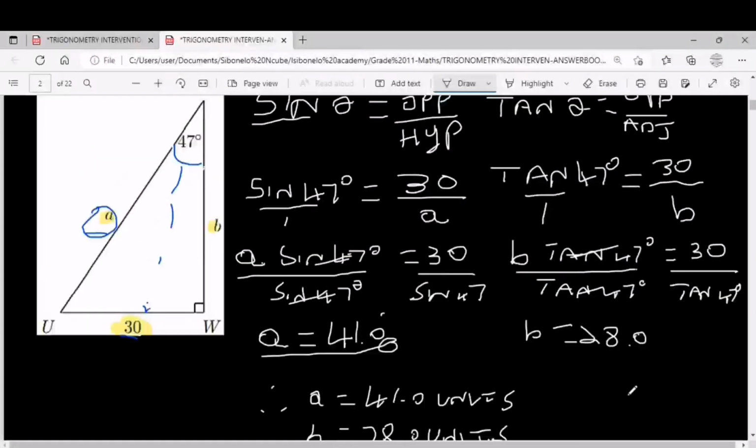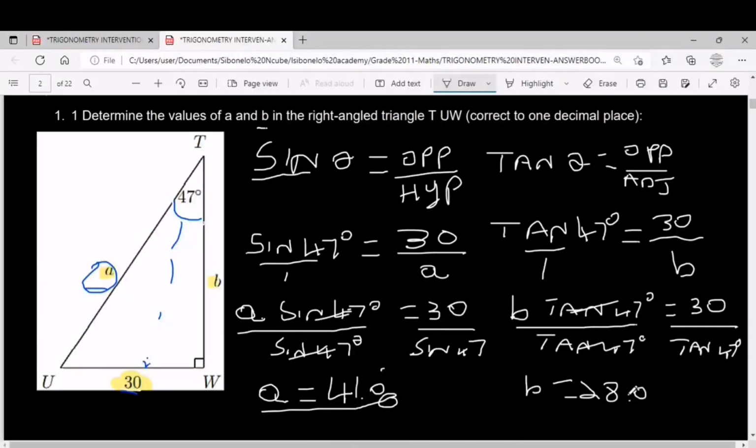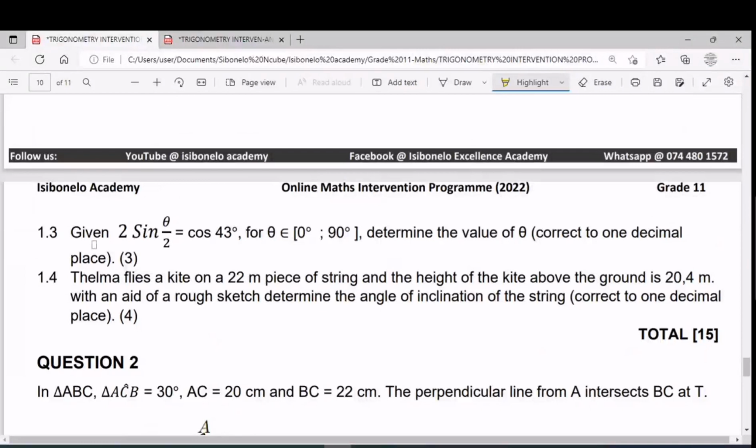Next, question 1.3, for 3 marks. Given 2 sine theta over 2 equals cos 43, for theta an element of 0 and 90 degrees, determine the value of theta, correct to 1 decimal place. So in this question we are solving for theta.